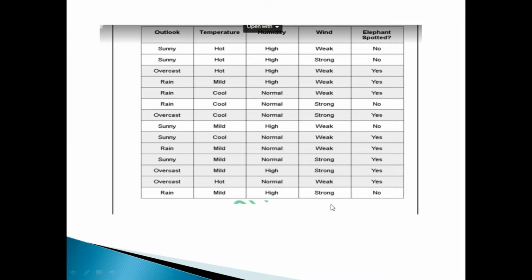Now, the decision tree, for the root node, I can choose anything. For the root node, see all these, the ones that are in gray, all indicate a yes. So, as I can see, if it is an overcast, it's always giving me a yes as the result. So if I form my root node with Outlook, then with overcast, I will always get a yes. That is, elephant is going to be spotted.